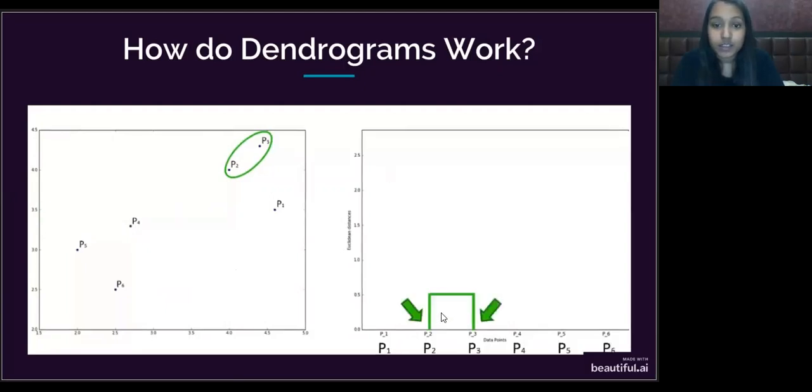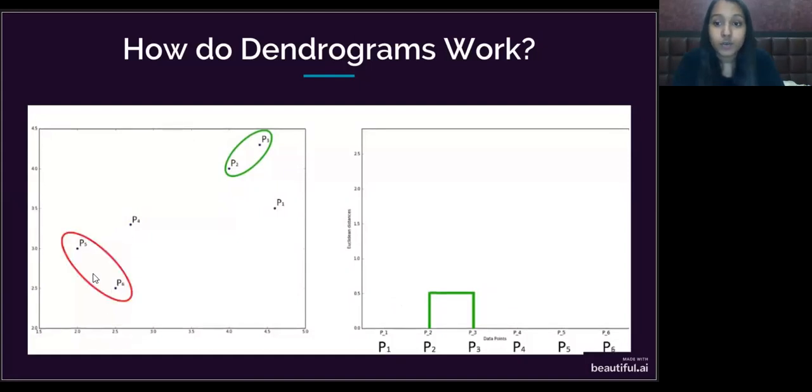So there are these 2 points, P2 and P3. We are going to connect them using a horizontal line, and the height is going to be the distance between the 2 points. The height also represents the computed dissimilarity between these 2 points and the 2 clusters. The more the distance, the more the dissimilarity, and vice versa.